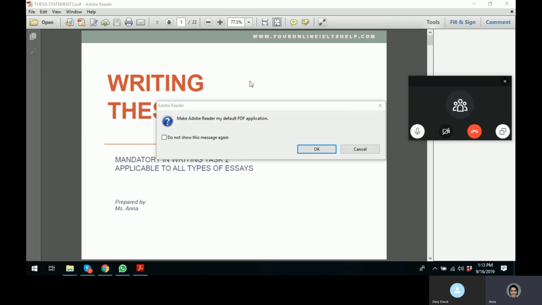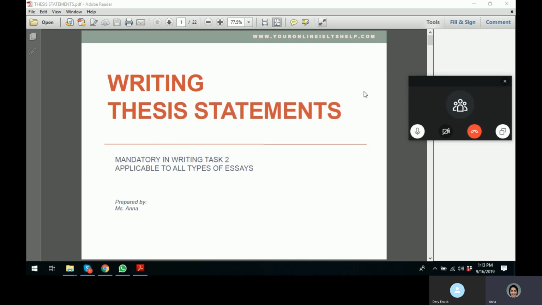So the first thing that you need to do in IELTS, of course, is to understand the task. What kind of essay do you need to write? Do you have to write an opinion essay, agree, disagree? Do you need to write causes and effects, advantages, disadvantages, pros and cons, listings? Is it a two-part task or a two-part question, and so on and so forth?